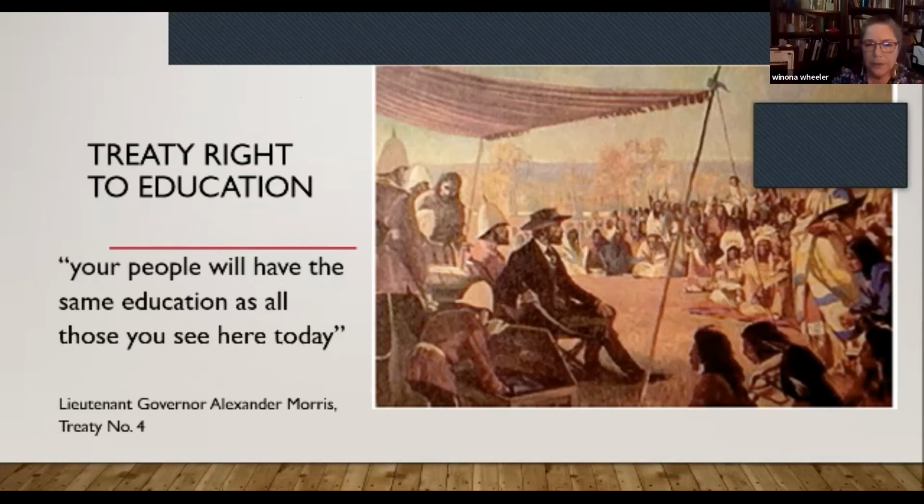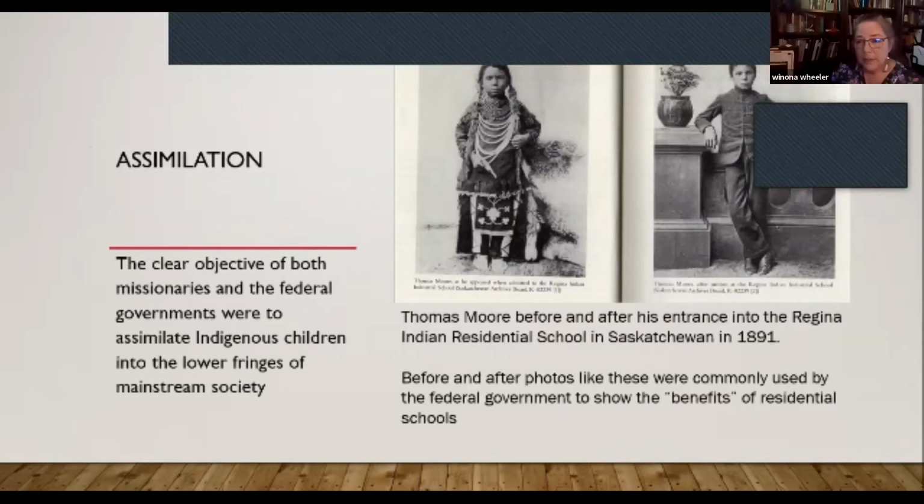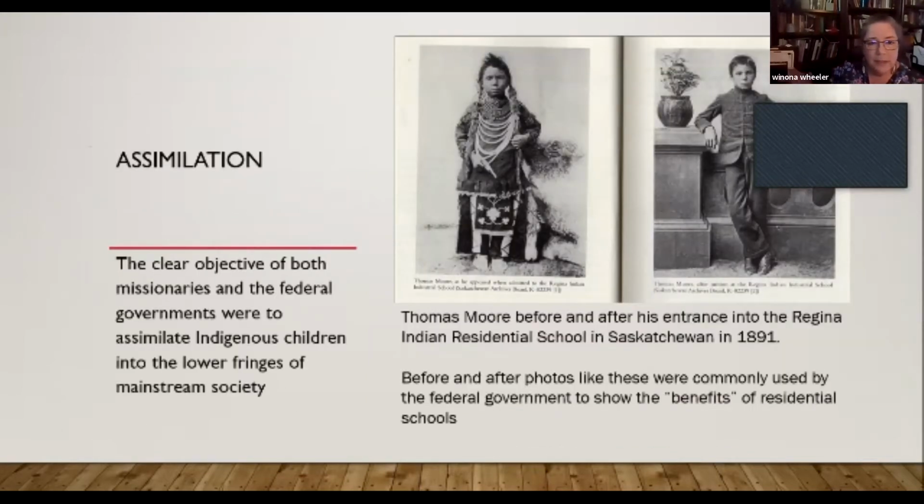And oral history tells us that Governor Morris responded by standing up and waving his hand behind him and pointing to all the staff members of the Treaty Commission. And he told the people that they'll have the same education as all of those you see here. The Treaty Commission staff included military personnel, ministers, lawyers, clerks, teachers, and others who had training over and above elementary school, surveyors, the works. So it was that our people came to believe what they were told, that the treaty right to education included elementary, high school, and post-secondary.